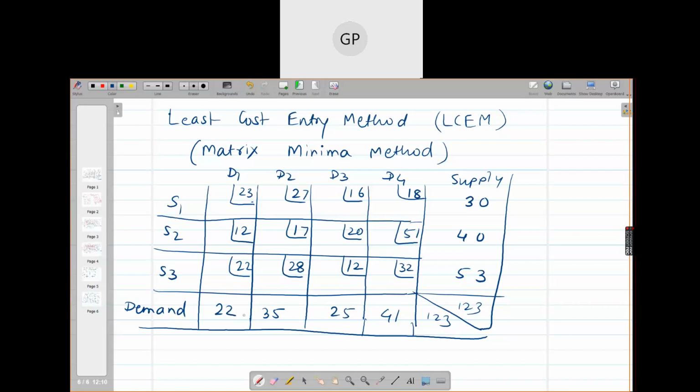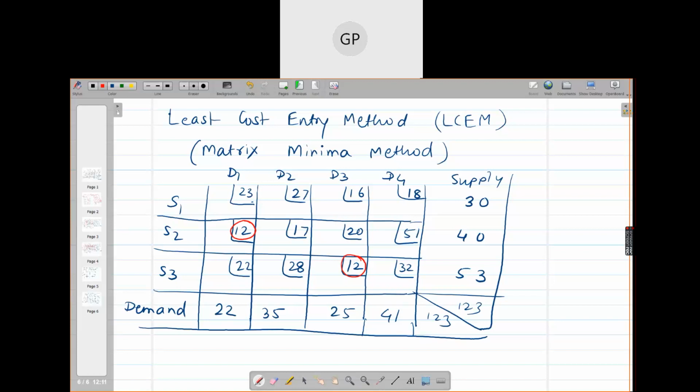If the least cost belongs to a different row and different column, like here, what is the least cost? What is the least cost here? 12. This 12 corresponds to one cell, and this 12 corresponds to another cell, right? So they are in different rows and different columns.